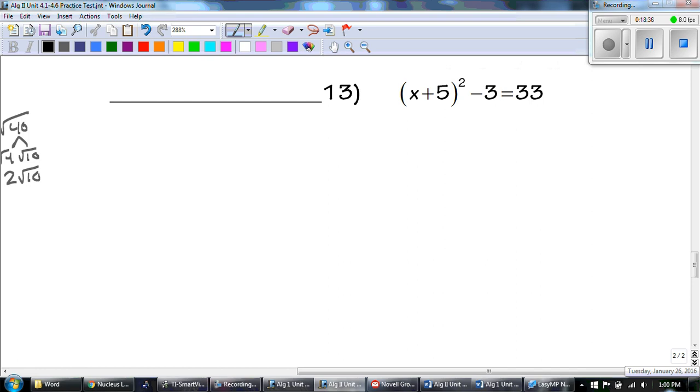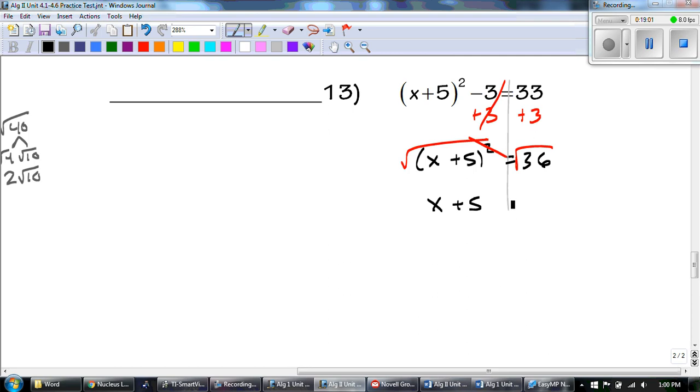13. We've got the parentheses. Now we're looking at inverse operations. I want to get everything outside of the parentheses first, so I have to add 3. I've got x plus 5 squared equaling 36. I take the square root of both sides, and we get that x plus 5 equals plus or minus 6.